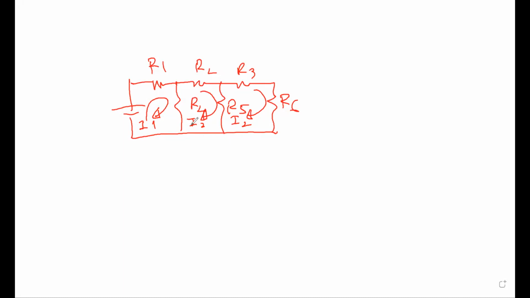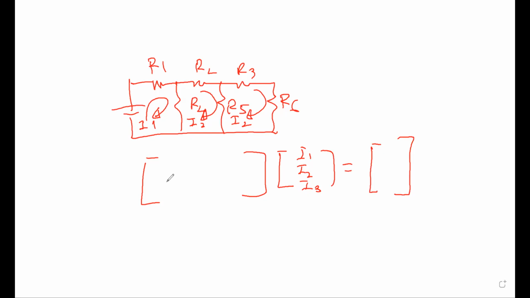Okay, then tell me, if you want to write an equation there, that equation will contain 3 unknowns, I1, I2, and I3. And what is the coefficient A11? What is the first element of this A matrix?